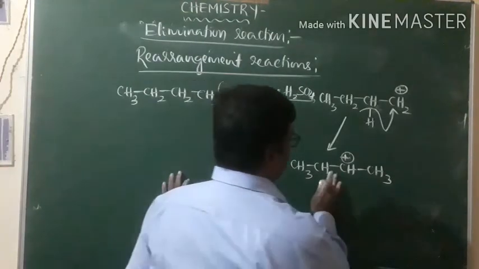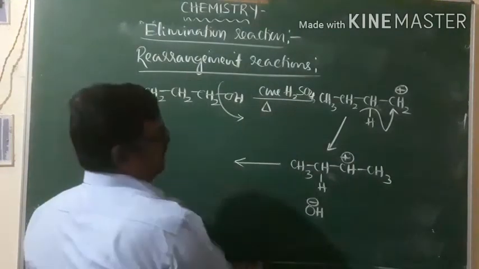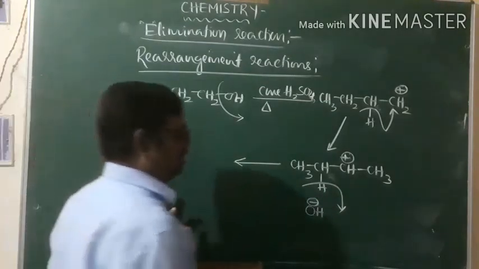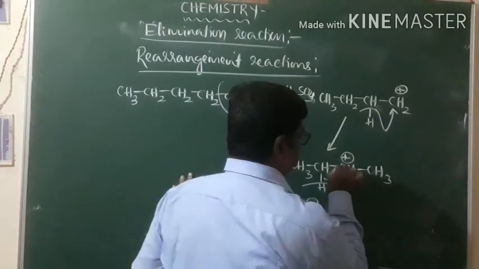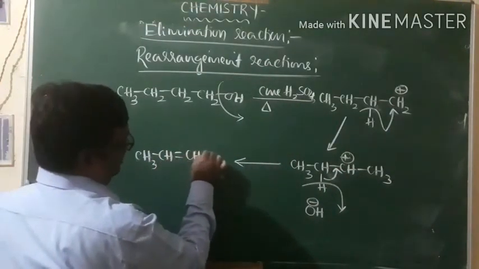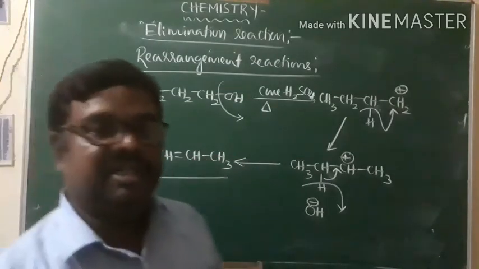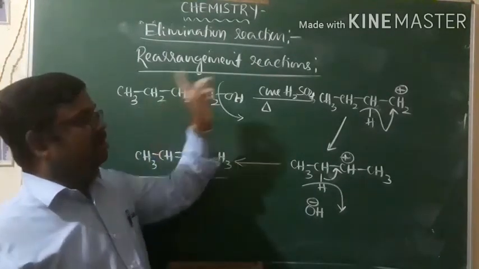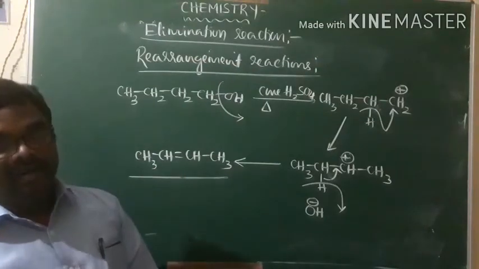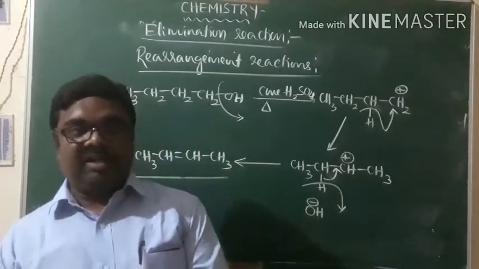Now, in presence of OH minus, hydrogen will be absorbed in the form of H plus, and you are going to get CH3, CH double bond CH, and CH3. This is what we call 2-butene. That is the most stable product produced when butanol undergoes dehydration in presence of concentrated sulfuric acid. This is also an example of a rearrangement reaction. Your primary carbocation is rearranged to a secondary carbocation, and that's all for now.